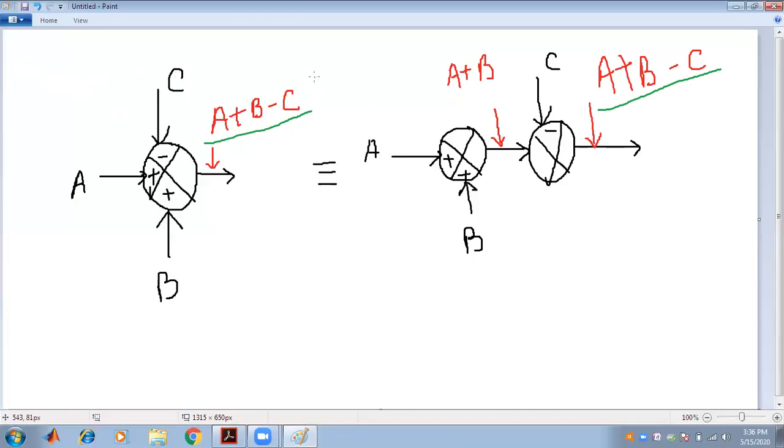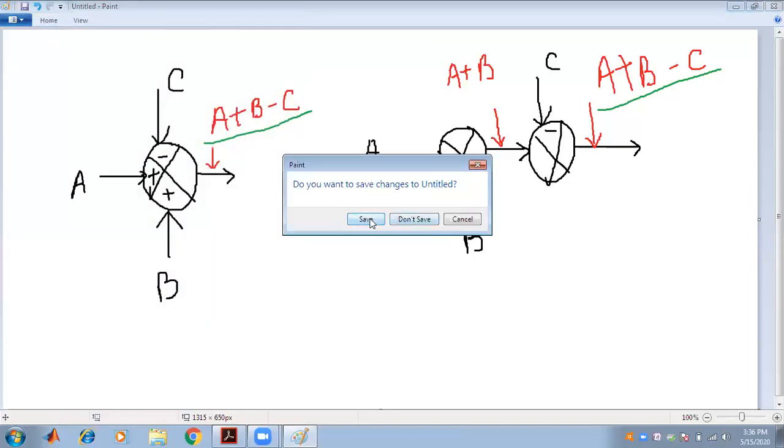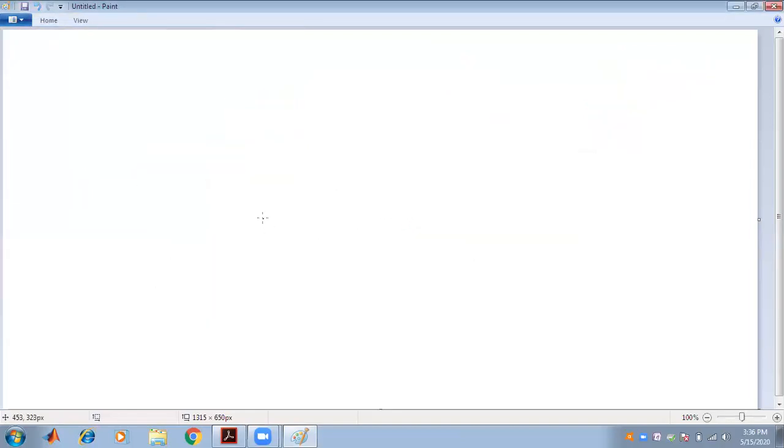Now we are taking the third block reduction technique. We have gone through the first and second block reduction, and now we are going to the third block reduction technique.